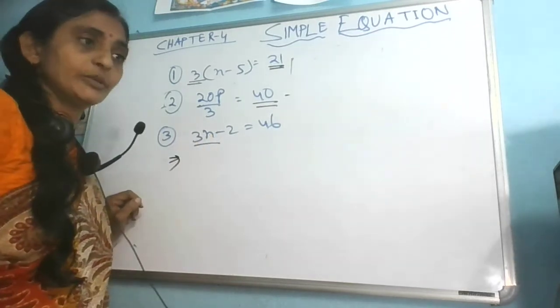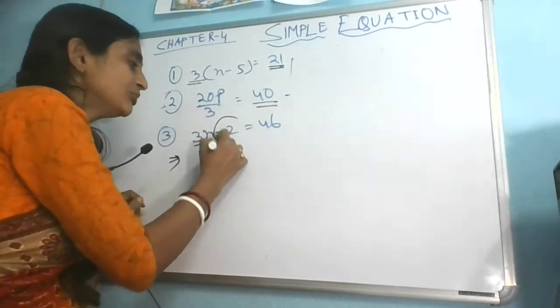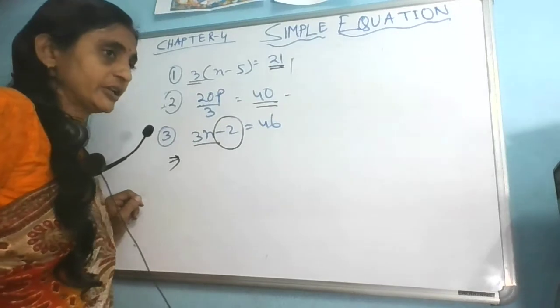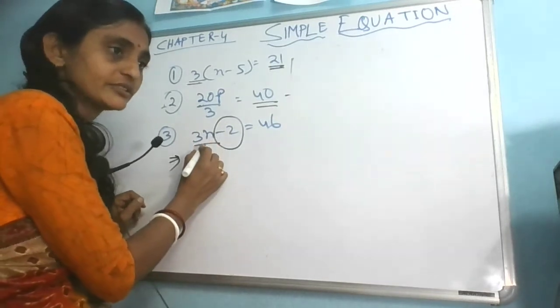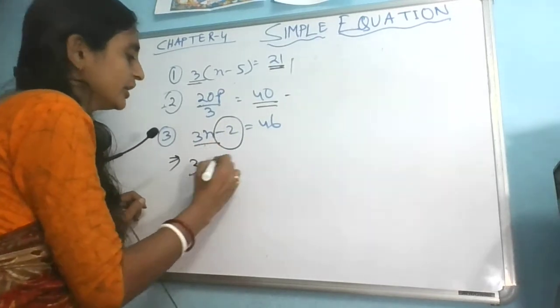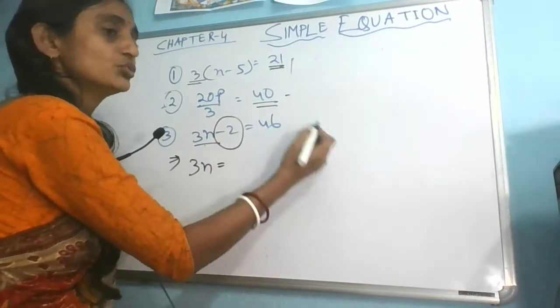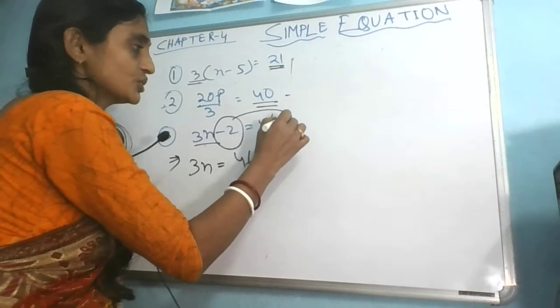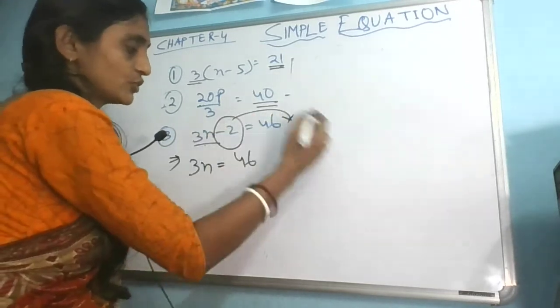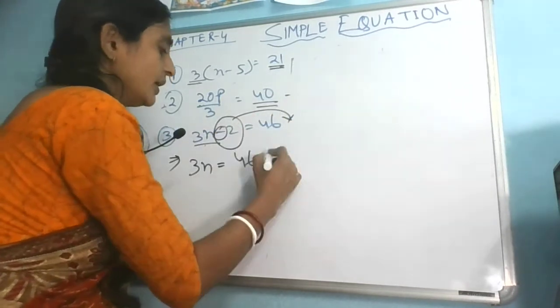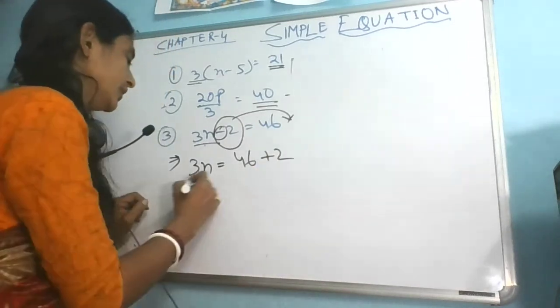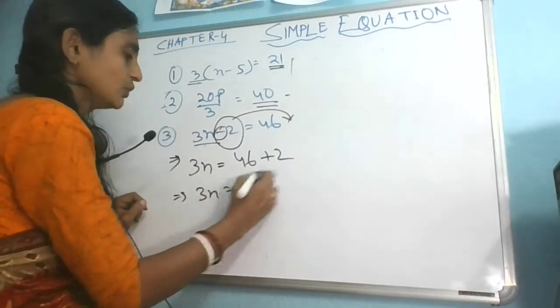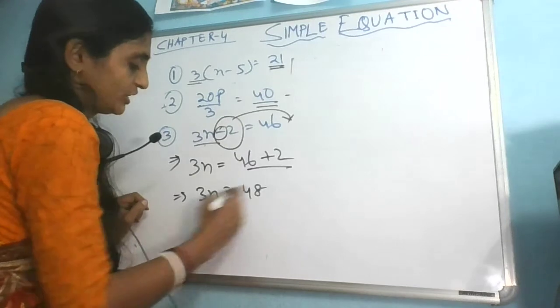First, I want to take out that variable part, so I have to eliminate that numerical part. Here only one variable, that is n, has been given. So what I can do here is transfer that minus 2 to the right hand side, where 46 has been given. As I am transposing this from the left hand side to the right hand side, the sign will become positive, so it is plus 2. Now what am I getting? 3n equal to, after adding these two, 48.